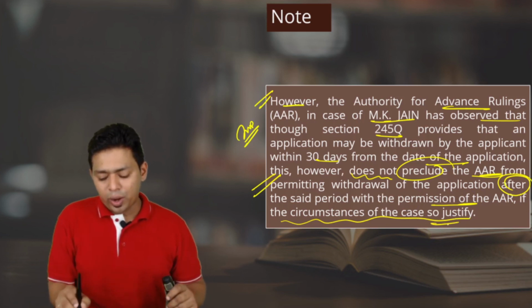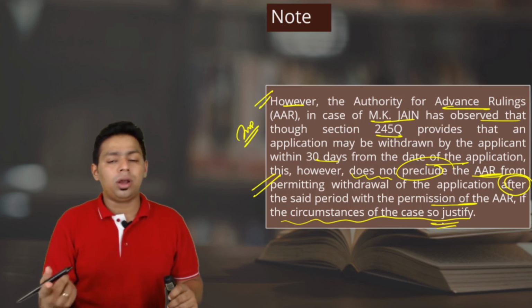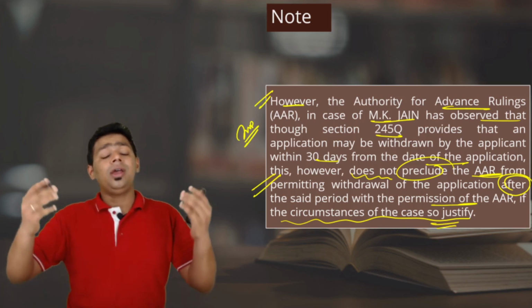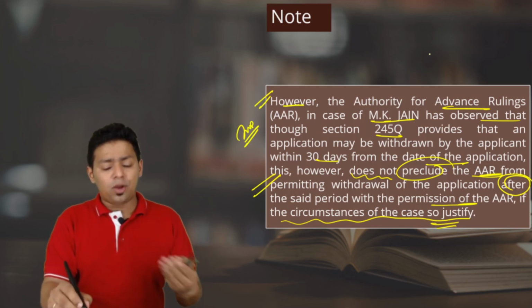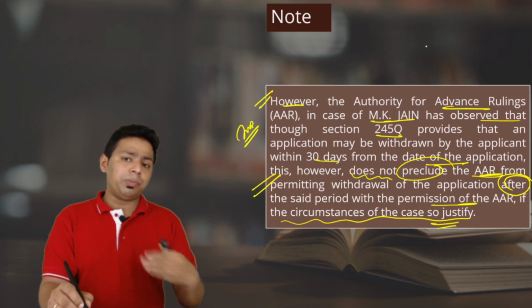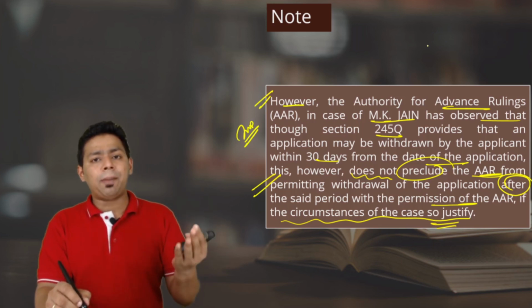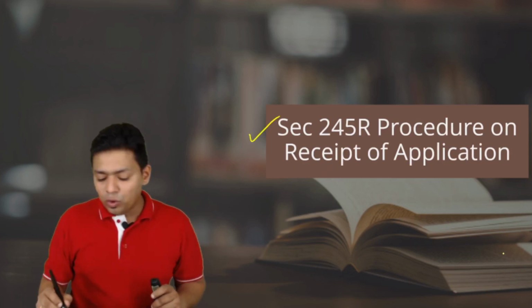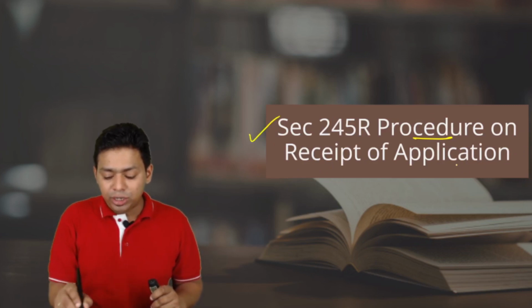Obviously, while withdrawing, they will ask why you are not continuing with the proceedings and all. So a discussion happens, and because we can trust the judgment of AR, so many experienced people have sat there, whatever judgment they take, if they are allowing withdrawal of the application, then we must accept that, isn't it?